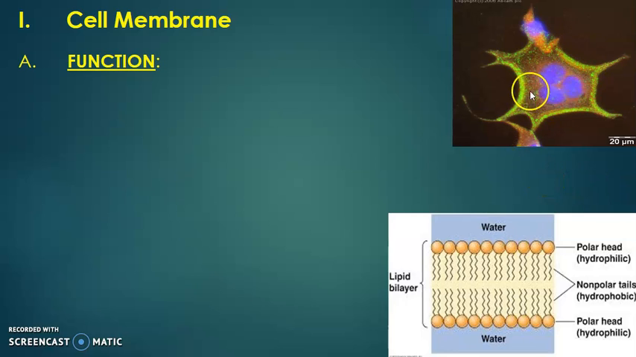If you look up top here, you can see that we have UV dye that has been used to stain the actual lipid bilayer here. So here's our cell membrane. And what we really thought of the cell membrane up until this point is it's just a lipid bilayer. So two layers of fat that you can see here with the tails that are in the middle. But we're going to see in this lecture there's a lot more to it than just that.